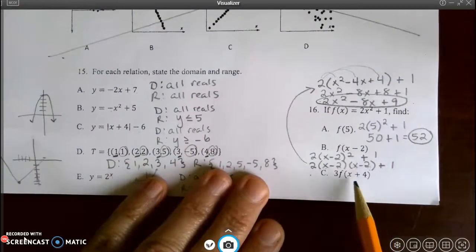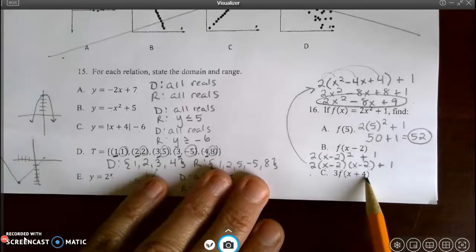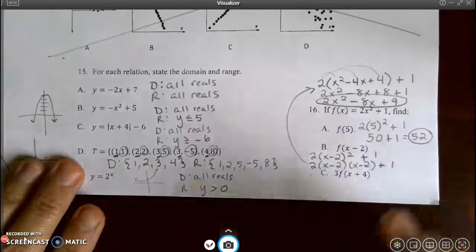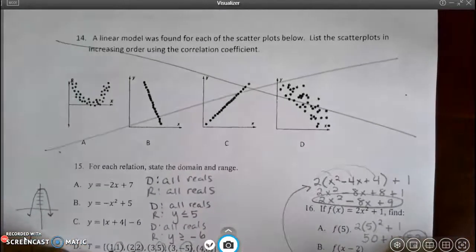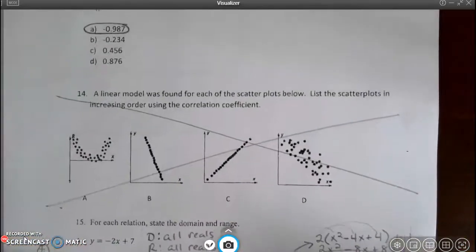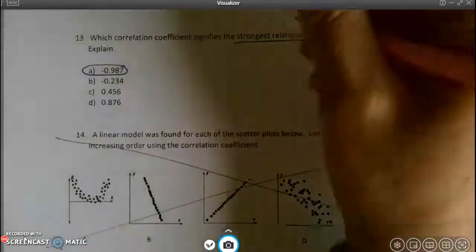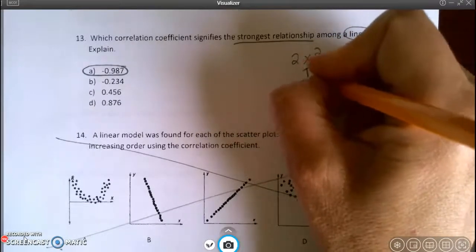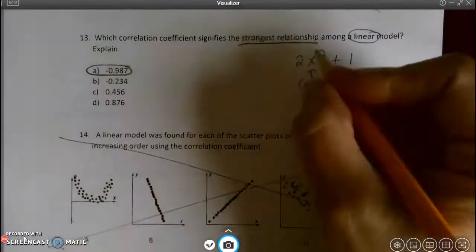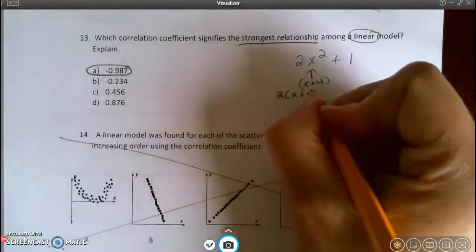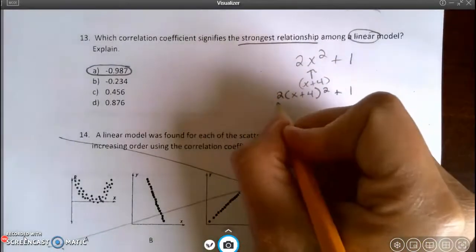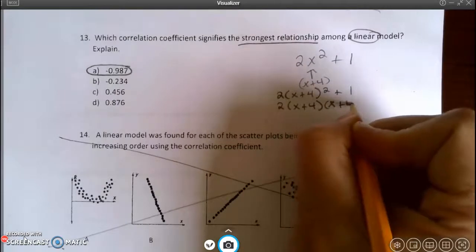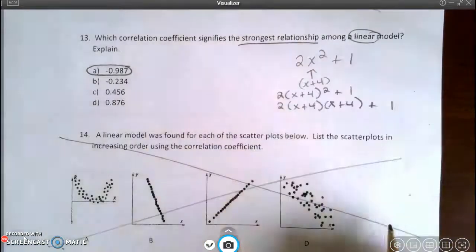Part C asks me to put an x plus 4 in, and then after all that I'm going to have to multiply everything by 3. But let's first put the x plus 4 in. I'm going to go up here on my paper and use a spot up here to do my work. So I'm going to remember that my equation is 2x squared plus 1, and I'm putting an x plus 4 in there. So I get 2 times x plus 4 squared plus 1, which is 2 times x plus 4 times x plus 4 plus the 1.